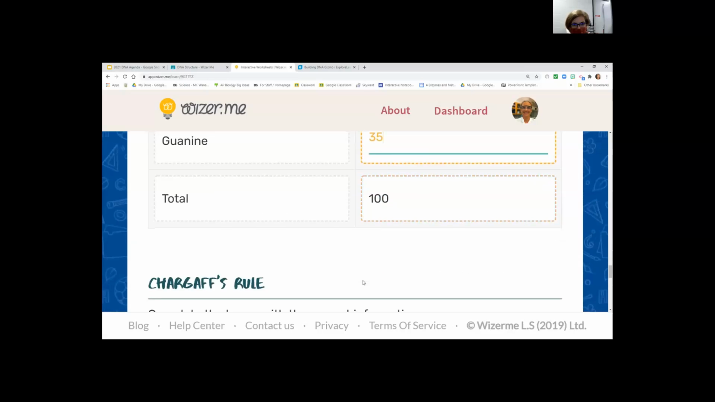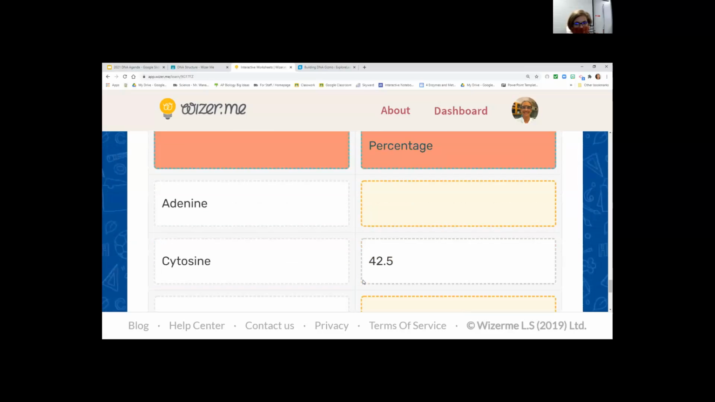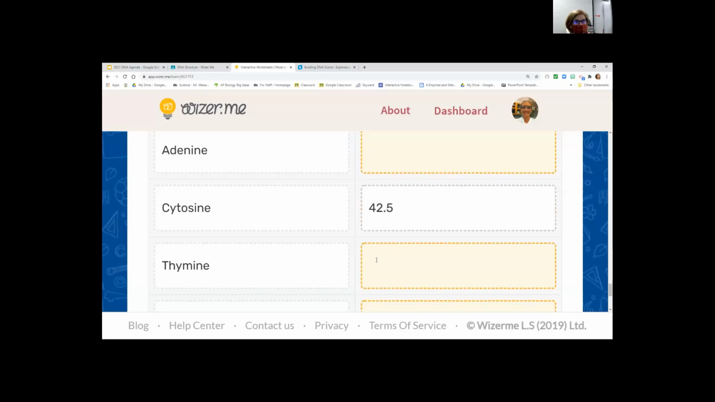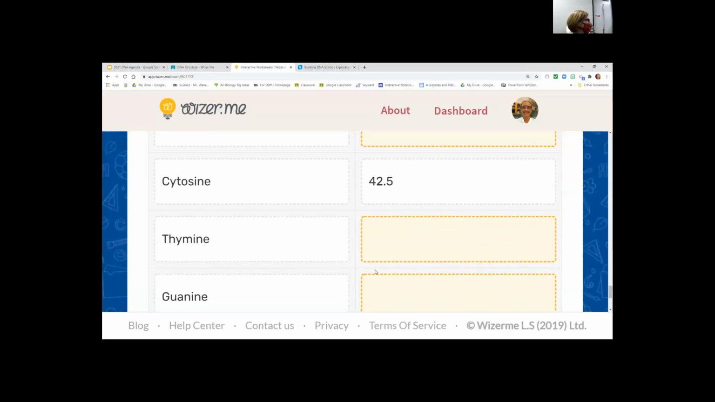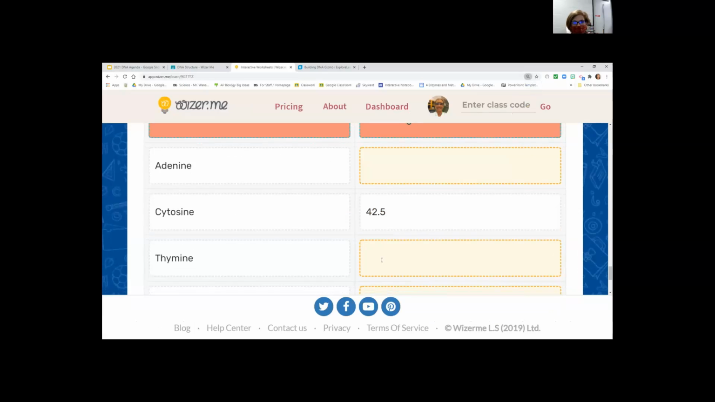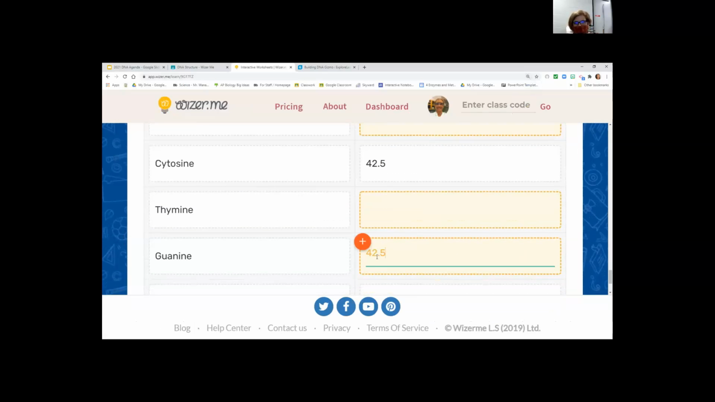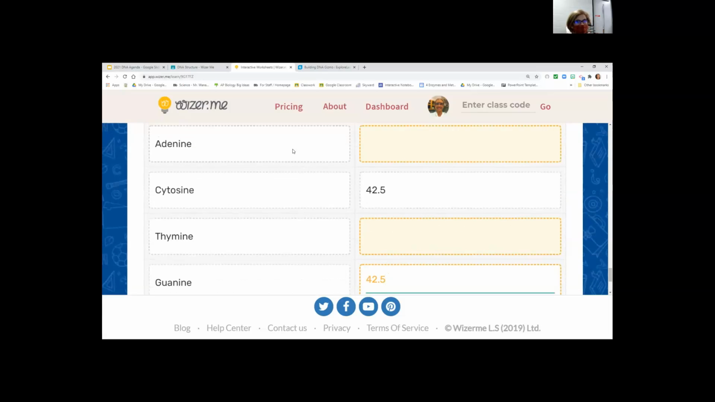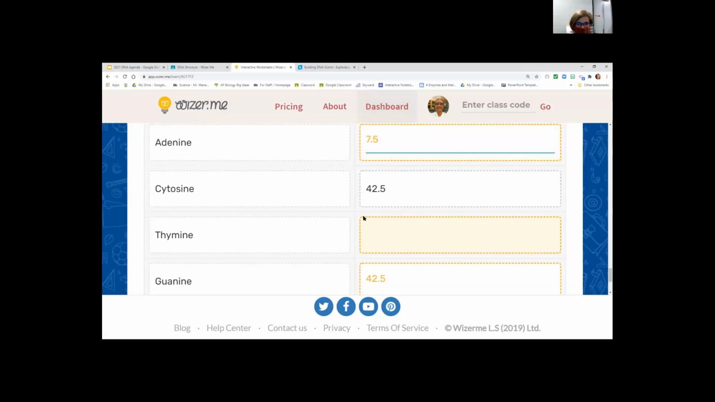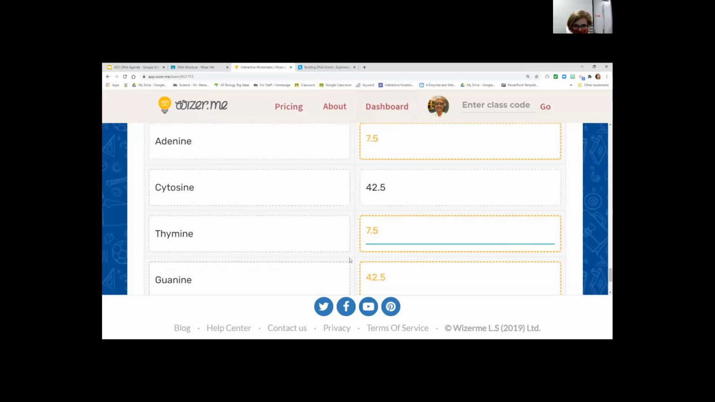They got a little trickier with the next one, and I actually didn't do the math on this one yet. But if cytosine is 42.5, what is guanine? So start with the ones that are equal. The same, 42.5. So that's 84, 85. Am I right? So that leaves 15. So these two together will make up 15, which means each one is what? 7.5, yeah. So that's how you would have done the math piece of that.